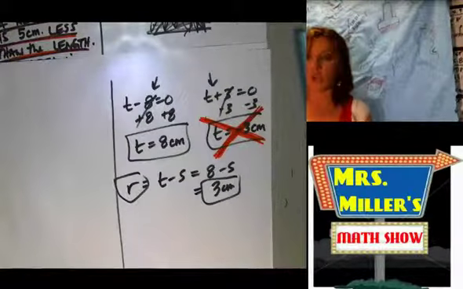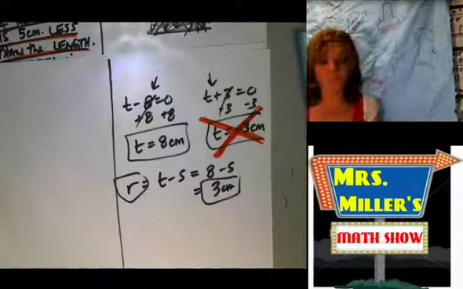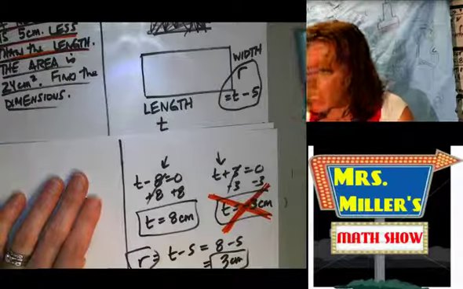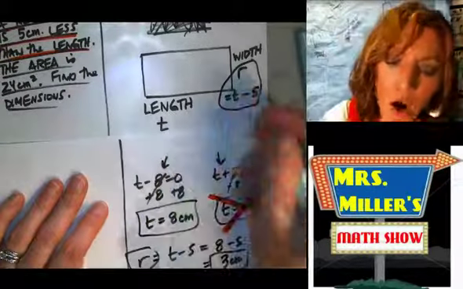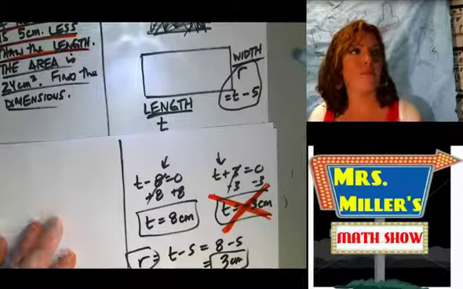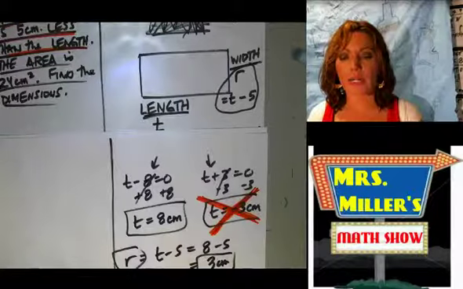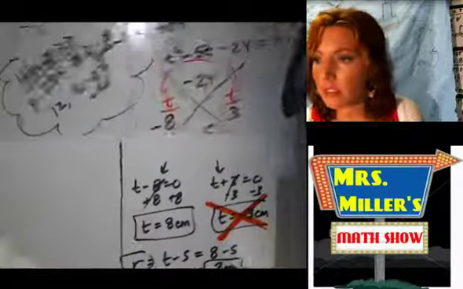All right. Questions on this? Yes. R is the width. Back in the very beginning, we said t was length and r was width. All right. Any other questions? Yep. All right. So I'm going to let you guys take a look.